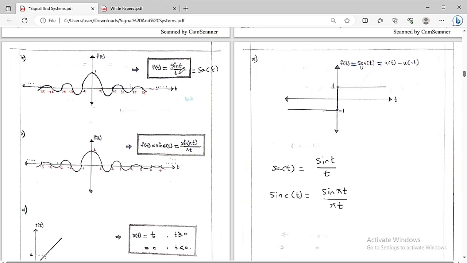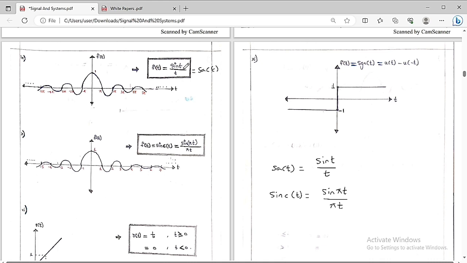The sine function can be positive, it can be negative, so because of this we will have both positive as well as negative values. Suppose you take only the positive values of t, then what is going to happen? The sine function can be positive or it can be negative.